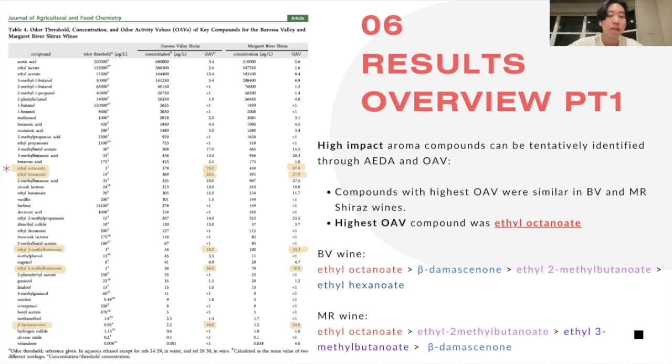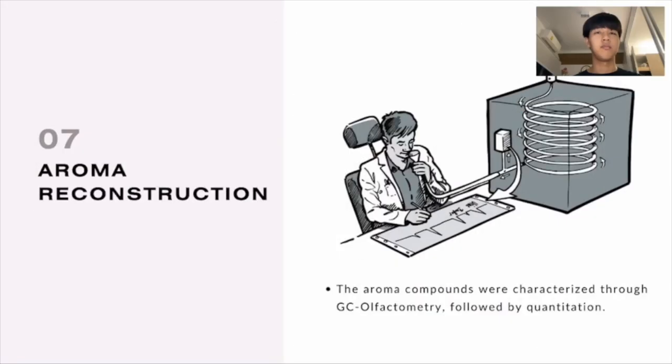So we can see that the order of compounds with the highest OAV is pretty similar in both Barossa Valley and Margaret River, being dominated by the esters and beta-damascenone. Thus, we can imply to an extent that these esters and beta-damascenone have a high impact on the flavor profile of the Shiraz wine. Next up, we will talk about the overview of the aroma reconstruction.